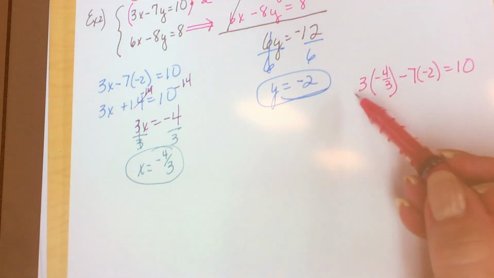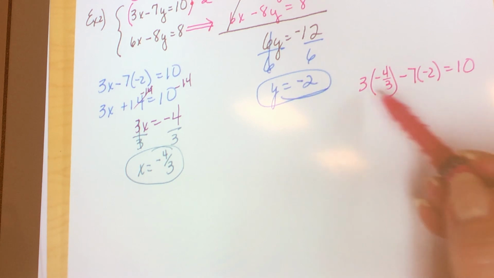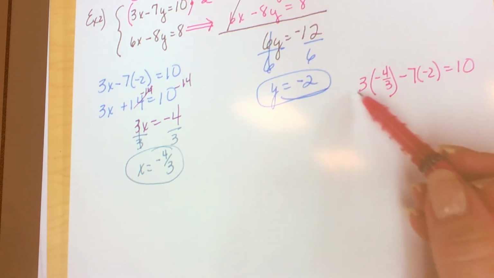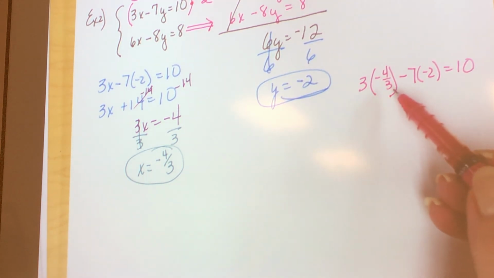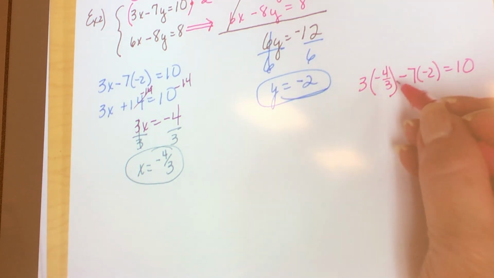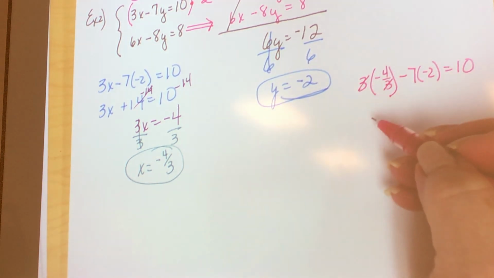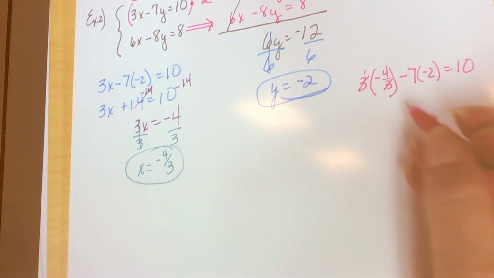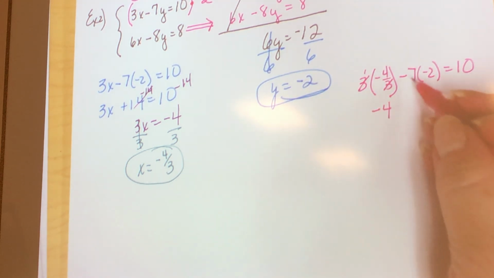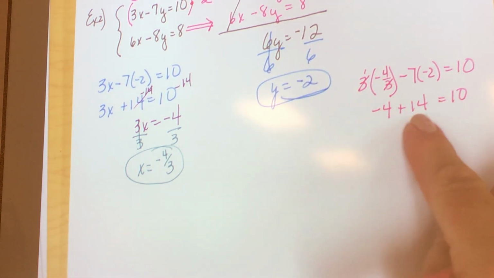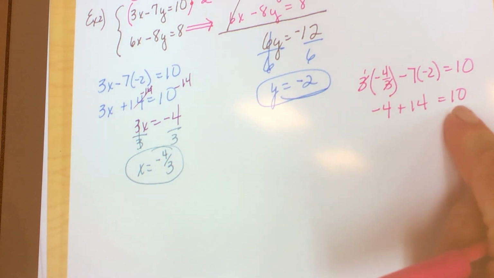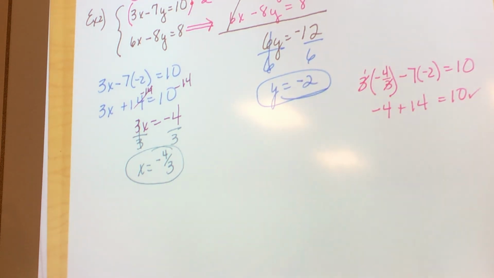All right, look at this fraction. What happens to those 3s? They cancel each other out. Remember how I told y'all to divide by the bottom number, multiply by the top. How many times does 3 go into 3? 1. What's 1 times negative 4? Negative 4. What's negative 7 times negative 2? Positive 14. Is negative 4 plus 14 positive 10? All right, he checks out fine.